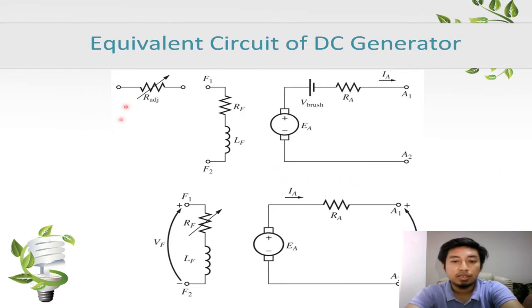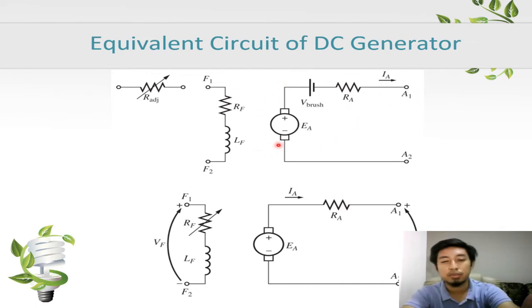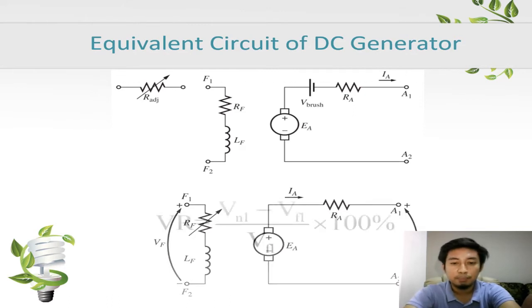Okay, this is the equivalent of a DC generator. If you remember the direction of IA for the motor, it goes from the VT to the terminal on the right side, to the EA, to the armature. But for the DC generator, the IA goes out to the terminal here. So this is the IA and this is the equivalent. You just reflect back the direction between the motor and the generator.